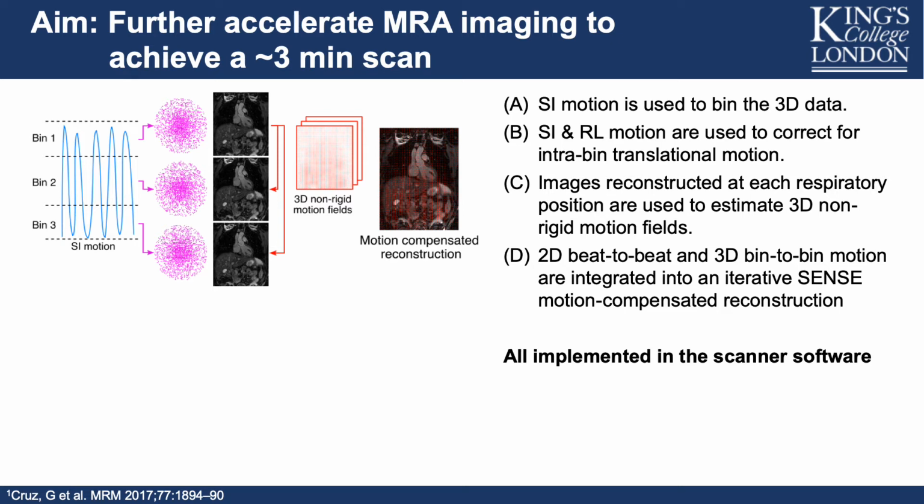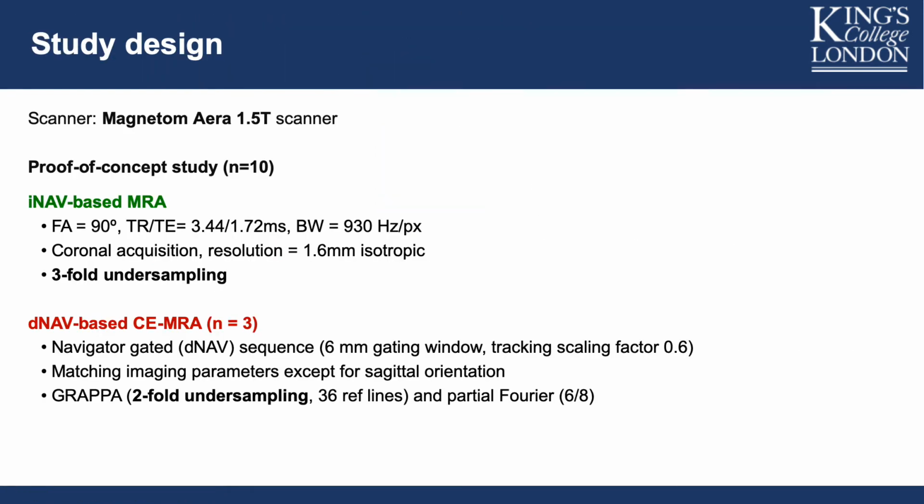In order to make our method available for testing and integration into the clinical practice, we implemented this whole pipeline in the scanner software. In order to test our approach, we performed a proof-of-concept study in 10 subjects. We acquired images with our technique using a resolution of 1.6 mm isotropic and threefold undersampling to achieve the acquisition time we aimed for. Some of these patients also underwent conventional diaphragmatic navigator-gated contrast-enhanced MRA as part of their standard of care. In such cases, these images served as a gold standard reference.